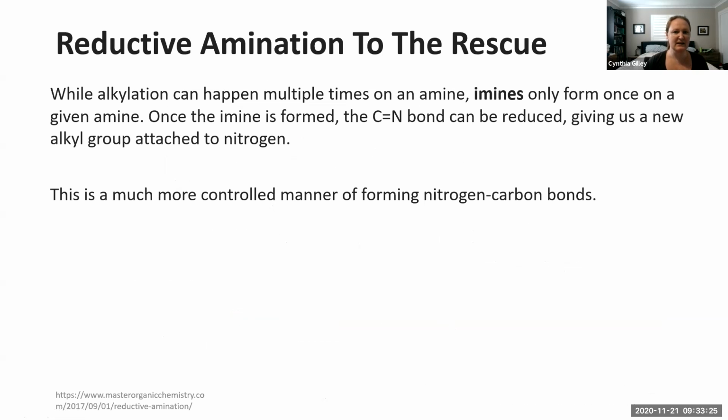This reaction is ideal because while SN2 alkylation can happen multiple times on an amine, imines only form once between a given amine and a carbonyl compound. Once it's formed, it can then be reduced in situ in the reaction pot using a reducing agent that can reduce the aminium ion. So because we're able to stop the alkylation with only adding one alkyl group, this is a much more controlled manner of forming carbon-nitrogen bonds.